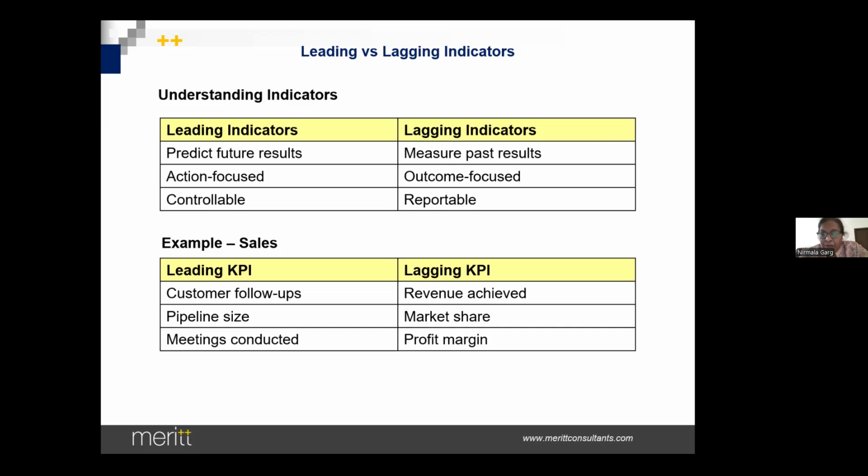Ma'am, how does the pipeline size relate to market share? Pipeline size in the sense that if you don't have a pipeline, how will you convert it into market share? If Hariom is a sales person and I say you have to increase market share, you have to actually increase your pipeline, meaning the number of people who are wanting to buy that product.